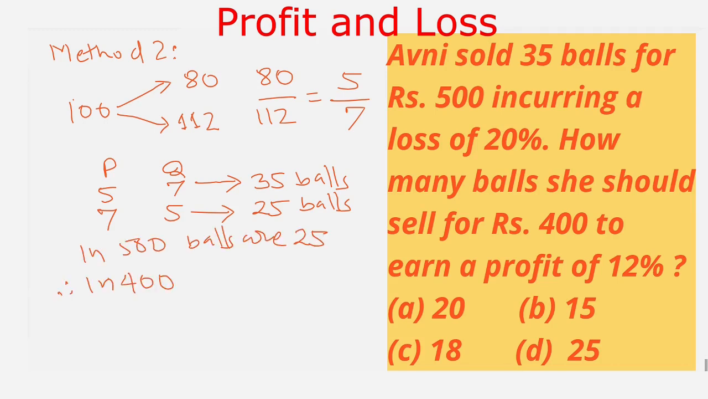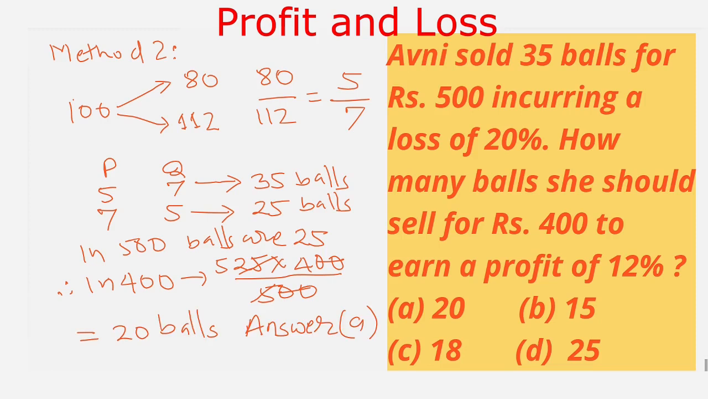In 500, balls are 25. Therefore, in 400, balls are 25 multiplied by 400 divided by 500. The two zeros of the denominator 500 are cancelled by two zeros of the numerator 400, and 5 cancels 25 for 5 times, and 5 times 4 is 20. This is equal to 20 balls. And from the given options, our answer is option A. That is, by selling 20 balls, Avni is going to make the profit of 12%.